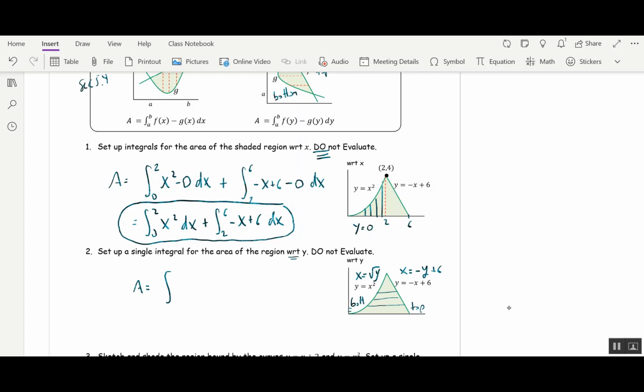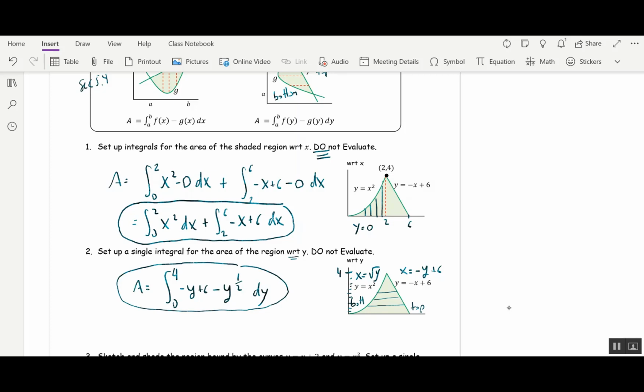Now I'm going to have those little lines going through that region from 0 to 6. No, sorry, 0 to 4, because these two curves meet when y is 4. So up here, this is 4. 0 to 4. Top curve is negative y plus 6. Bottom curve is y to the 1/2 dy. So this is actually a more desirable integral because you can get the area with one integral, rather than two like you needed to with respect to x.